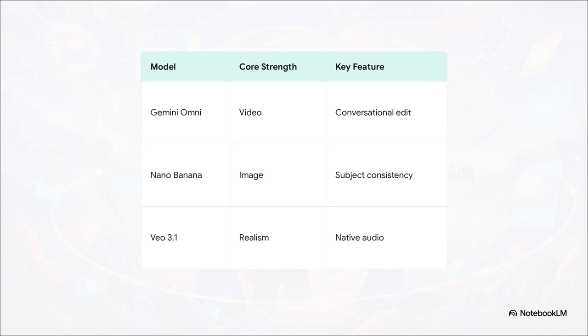First up, you have Gemini Omni. This handles video and multimodality. Think of it as your conversational editor that can take literally any input reference. Next is Nanobana. This is the precision image engine, and it absolutely crushes things that AI usually struggles with, stuff like keeping subjects consistent across different frames and rendering text accurately. Finally, Veo 3.1 brings the realism and physics. We're talking native audio, strict prompt adherence, and stunningly high-quality video outputs. Together, they make up a complete creative ecosystem.